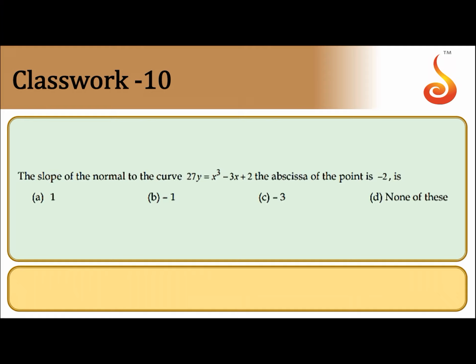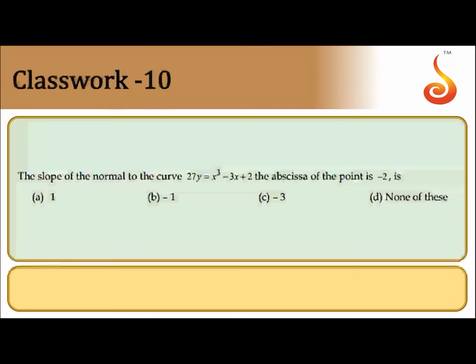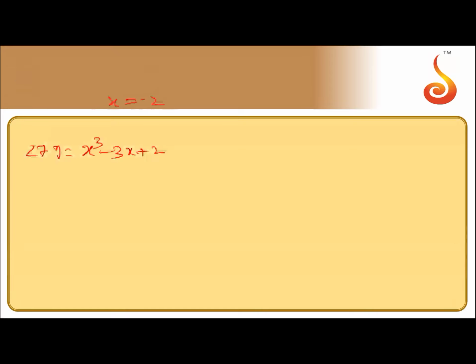Next, find the slope of the normal to the curve where the abscissa of the point is minus 2. You need to calculate the slope at the point where x equals minus 2. 27y equals x cube minus 3x plus 2. At the point x equals minus 2, what is the slope of the tangent line? Normal. Slope of the normal.